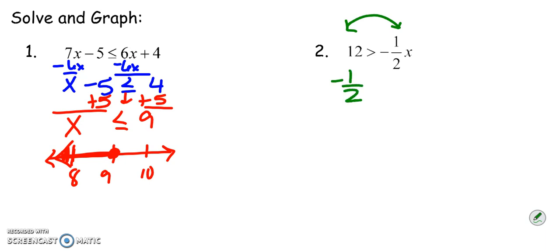So I'm going to move the negative 1/2 x to the left, the 12 to the right, but then I have to also turn the inequality symbol around. So instead of having a greater than, I'm going to make it a less than, so that it's still, notice it's still opening toward the 12.